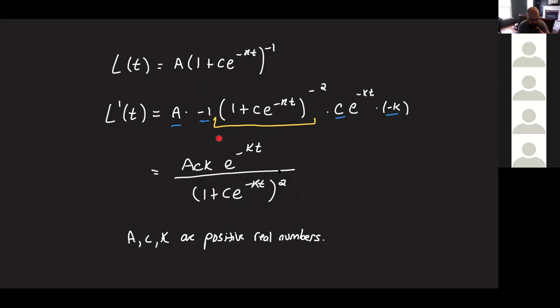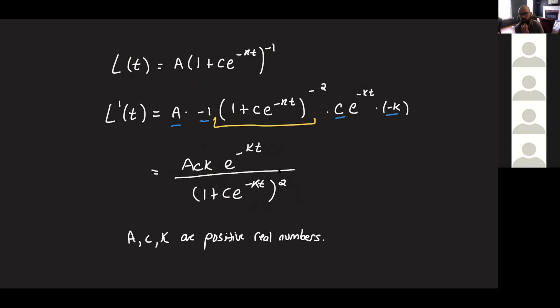And then I ask myself the same thing: is my numerator ever going to be 0? Well, a, c, and k are positive, so they're never 0. And this is an exponential function, which is never 0. And so what we have here is that this is never 0, it's never undefined, so there are no critical numbers.